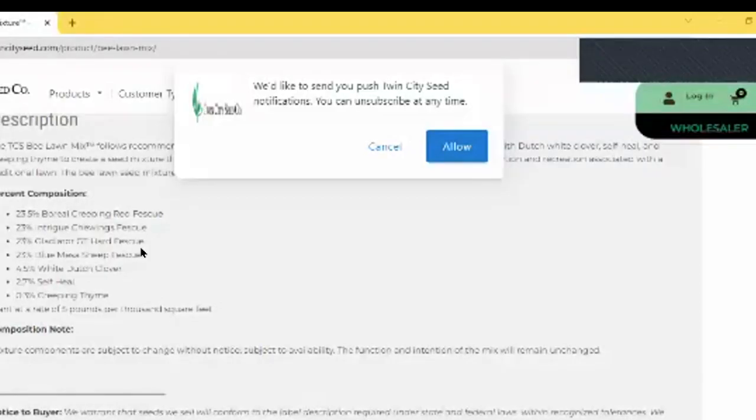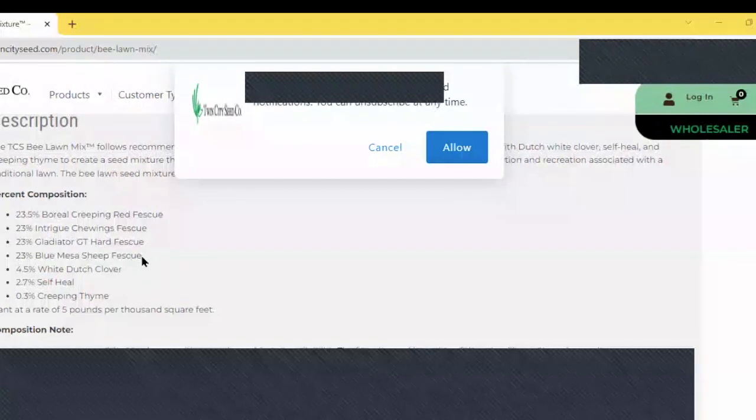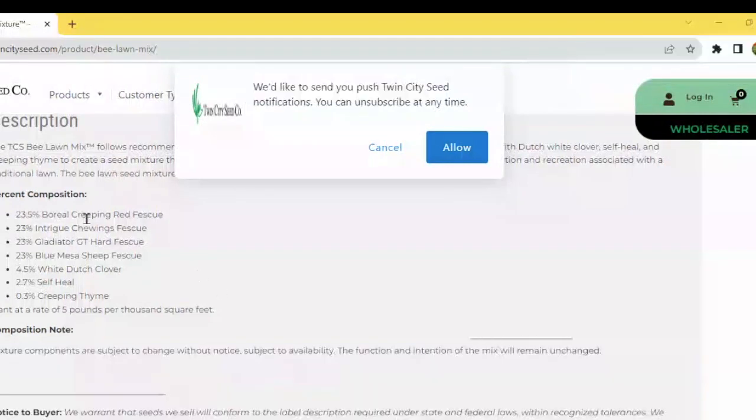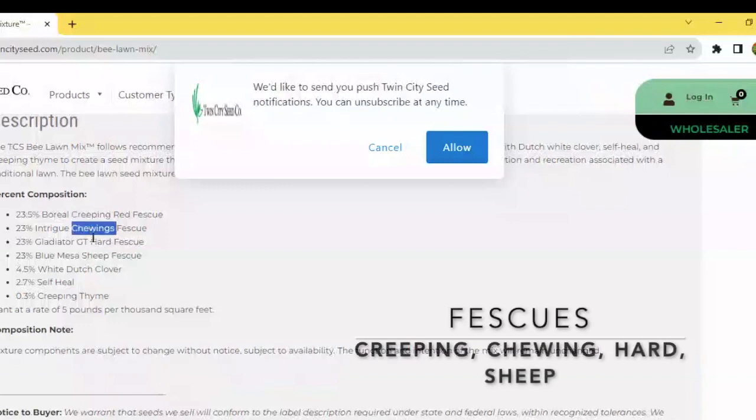So let's see. And I'm going to share the screen here so that the folks on Zoom aren't just hearing me talk through it, so they can actually see what I'm talking about. And here we go. Okay. So the Latin names for all of these genus are going to be Festuca, but we also put the common names on there. So if it says creeping, chewings, hard, or sheep, you're in the clear.